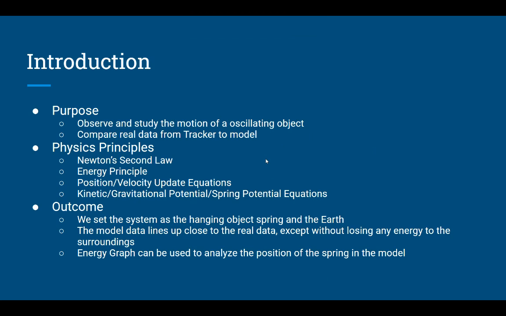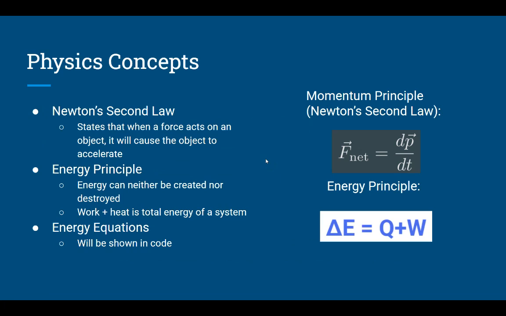So for the introduction, the purpose is to observe and study the motion of an oscillating object and compare real data from Tracker to a model. Our physics principles are Newton's second law, the energy principle, position and velocity update formulas, and then kinetic, gravitational potential, and spring potential equations. And the outcome is that we set the system as the hanging object, the spring, and the Earth. And then the model data lines up close to the real data, except without losing any energy to the surroundings. The energy graph can then be analyzed to see the position of the spring and the model.